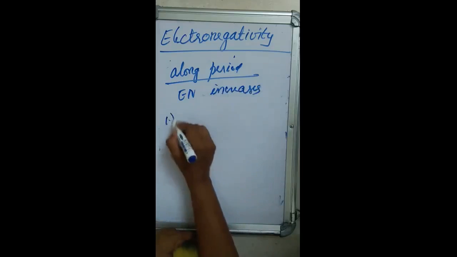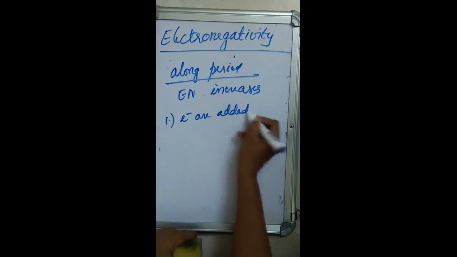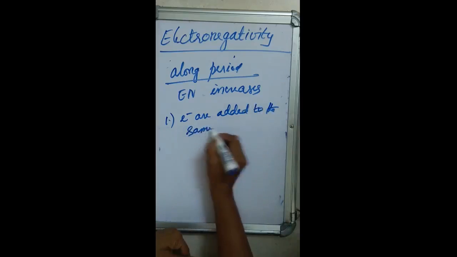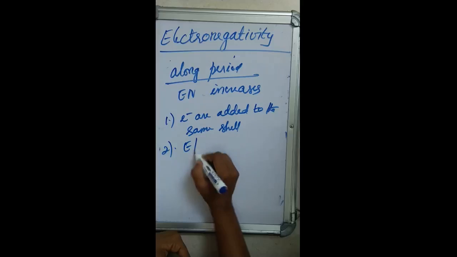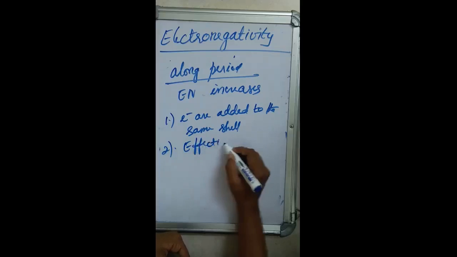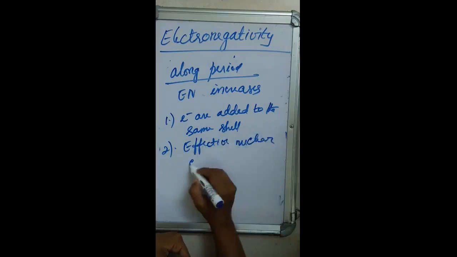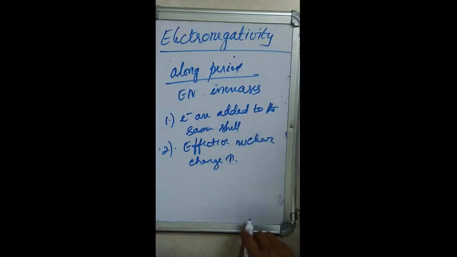Why? Here the concept is repeated. Electrons are added to the same shell. So what happened to the effective nuclear charge? Effective nuclear charge increases. All this concept I explained. So effective nuclear charge increases.